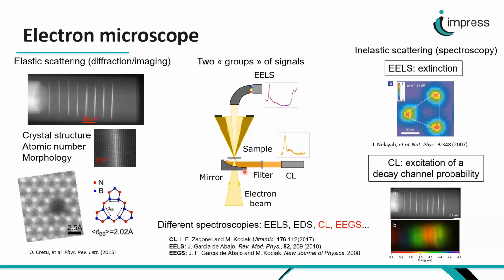And of course, we have to collect this light. So we use a parabolic mirror. At least for us, we can use any sort of mirror to collect light. A parabolic mirror will help you maximize the solid angle for light collection. And then we just analyze this light outside the microscope using a photomultiplier or an optical spectrometer.